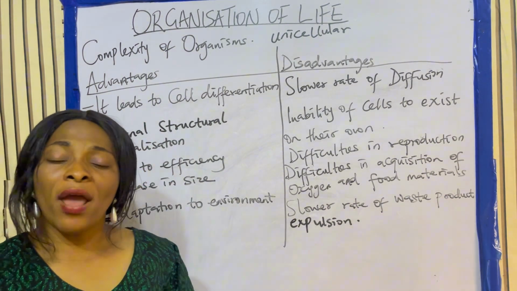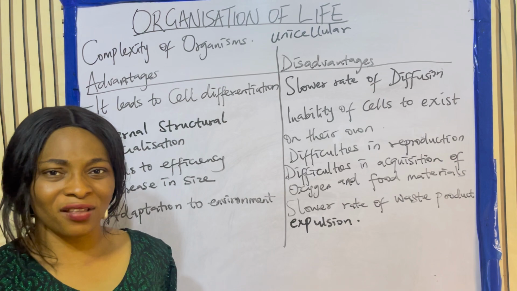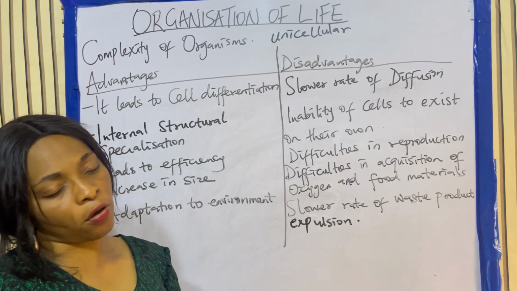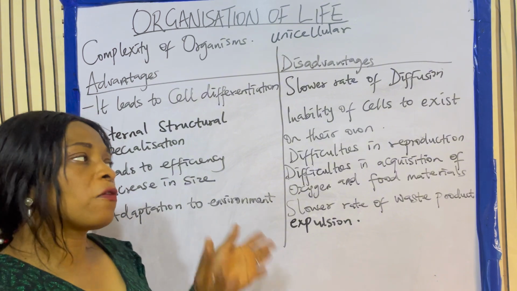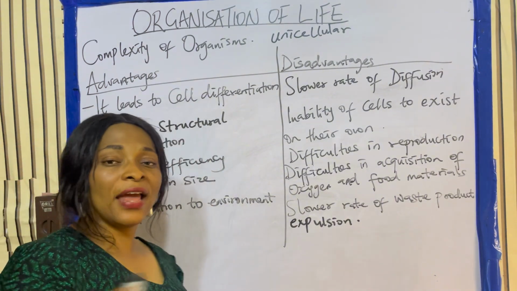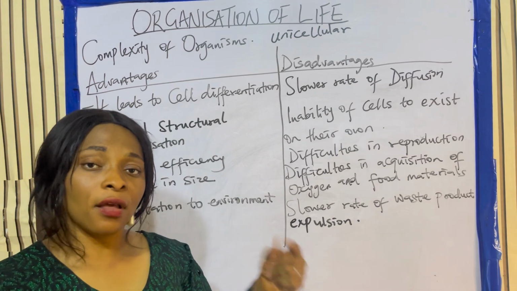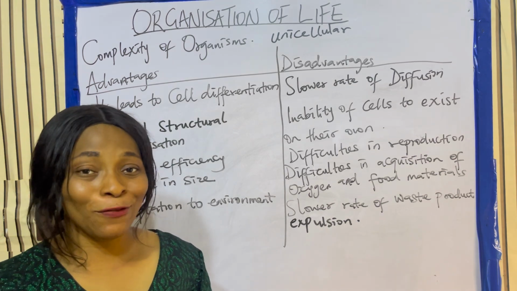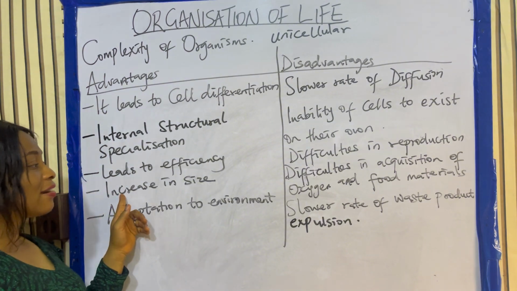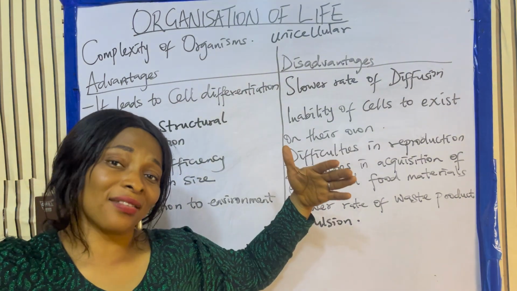Now, when there is specialization, there is efficiency. One cell will not do the whole thing and then become tired. No. There is a cell responsible for this, and a cell responsible for that. So at the end of the day, all the cells are working properly, leading to what? Efficiency. It leads to increase in size.